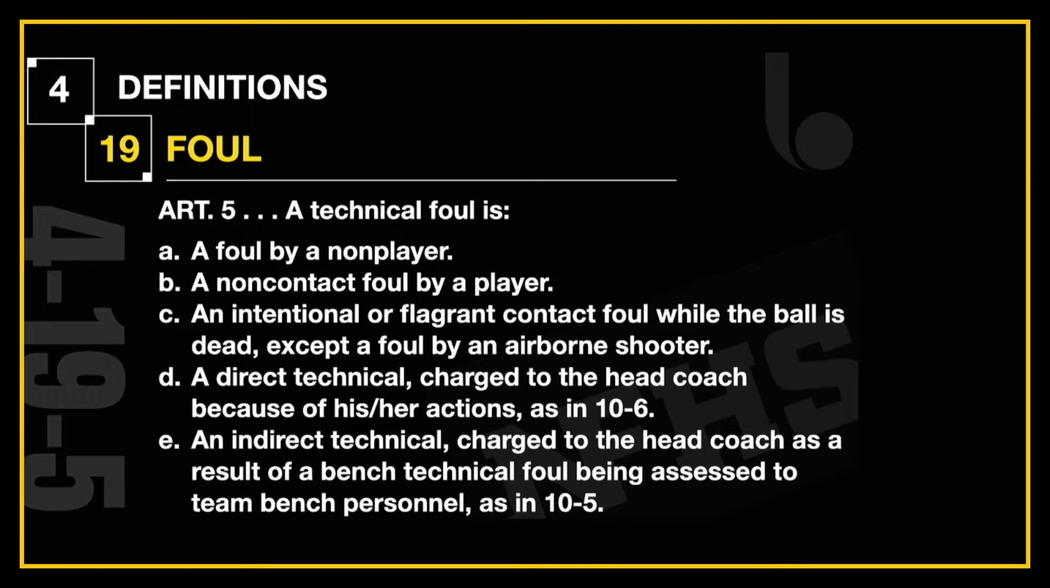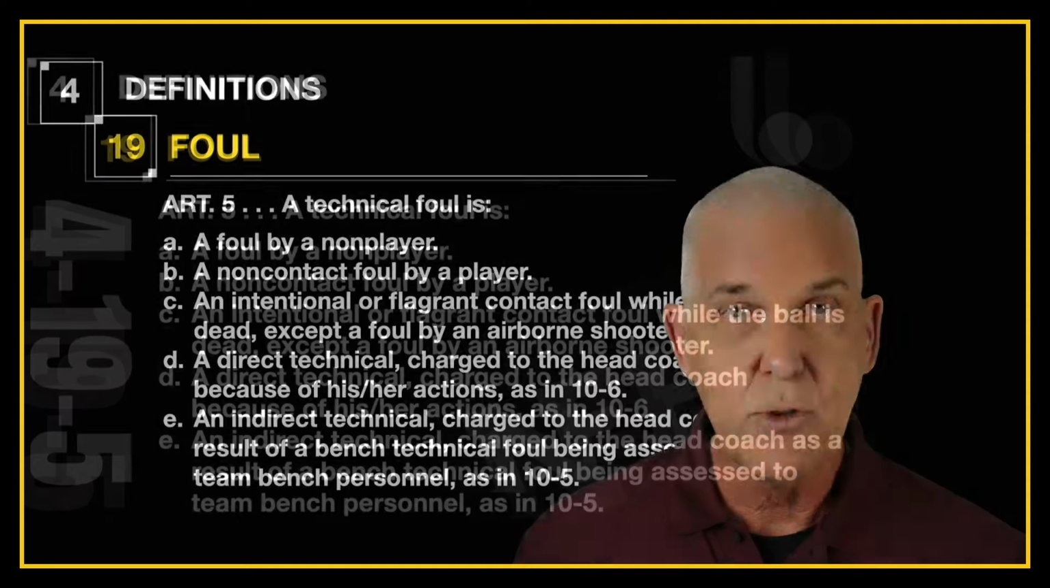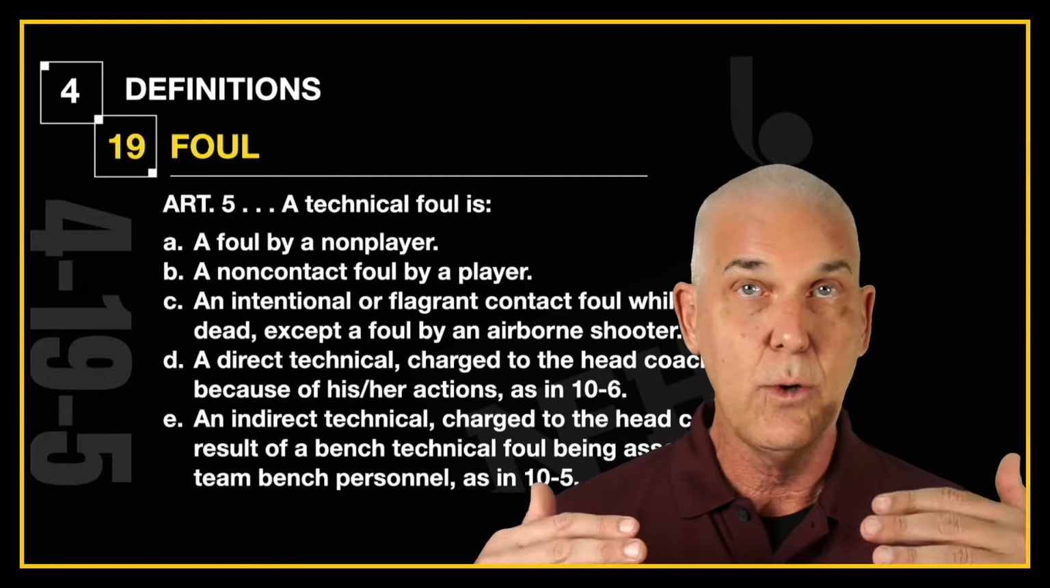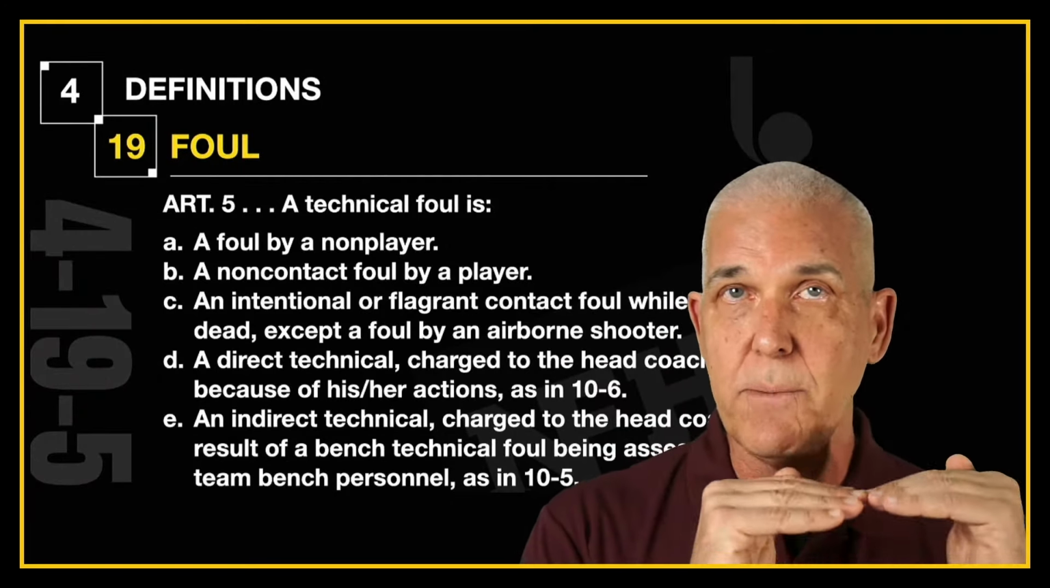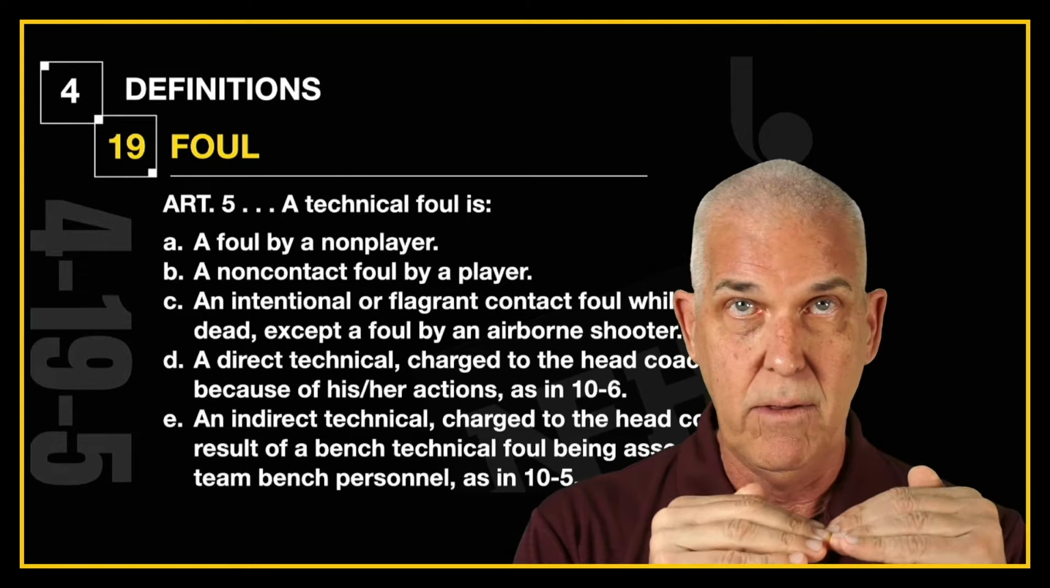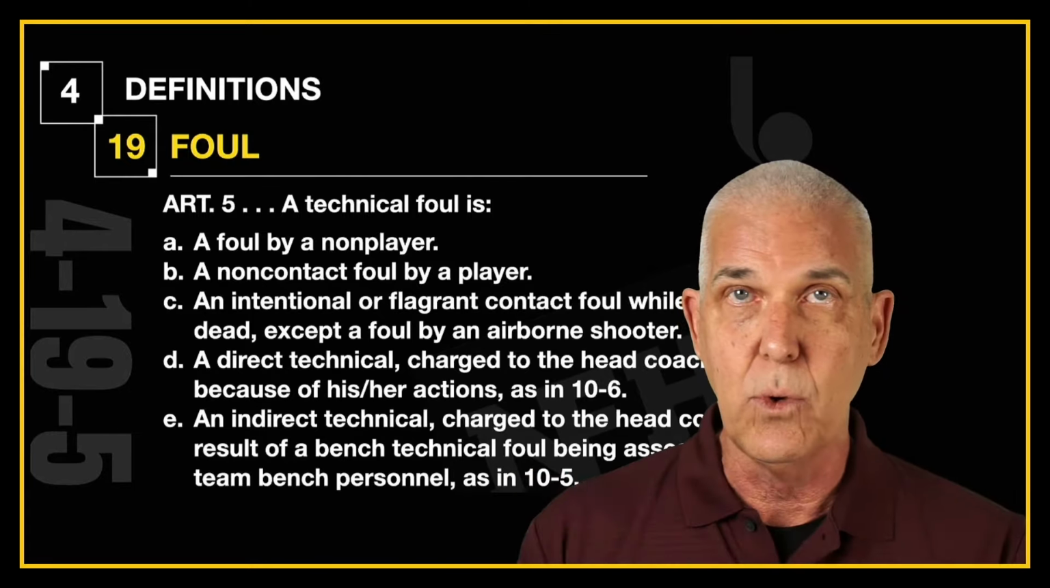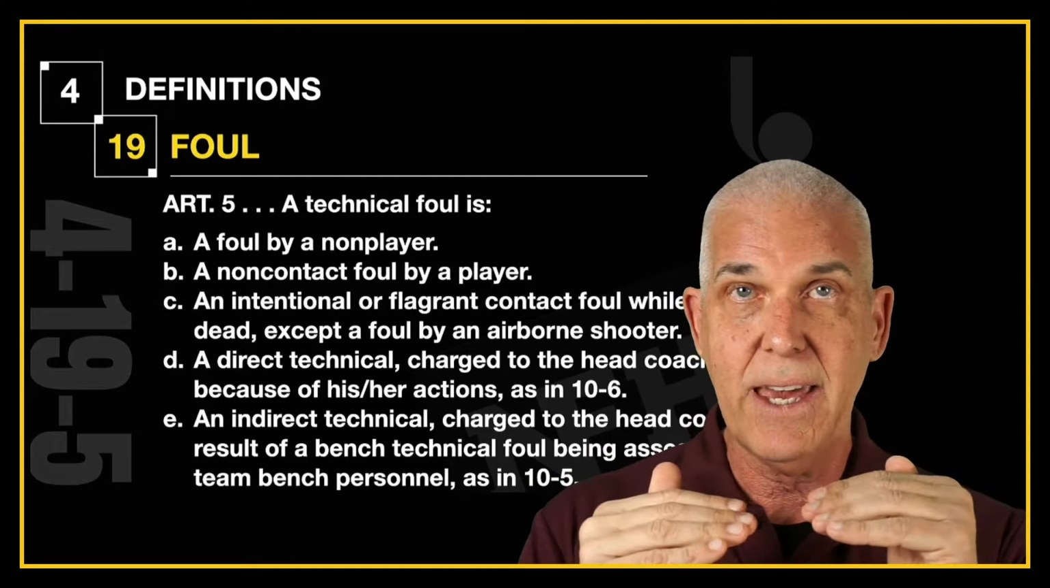D, a direct technical charge to the head coach because of his or her actions. Very specific here. Coach has bad behavior, coach gets a direct technical foul. And it also addresses here E, an indirect technical charge to the head coach as a result of a bench technical foul being assessed to team personnel. So the head coach is responsible for the behavior of bench personnel, and bench personnel is always defined by rule. Coach is responsible for that behavior.